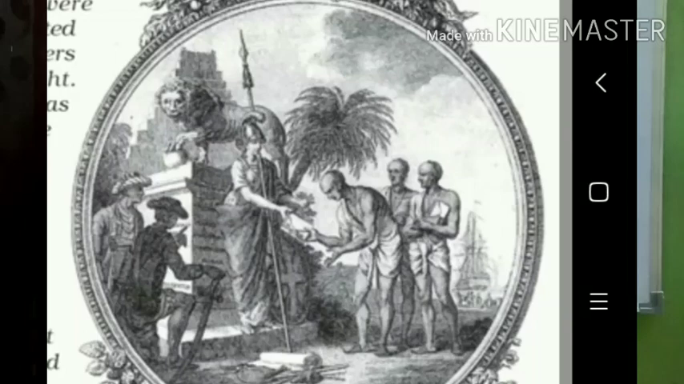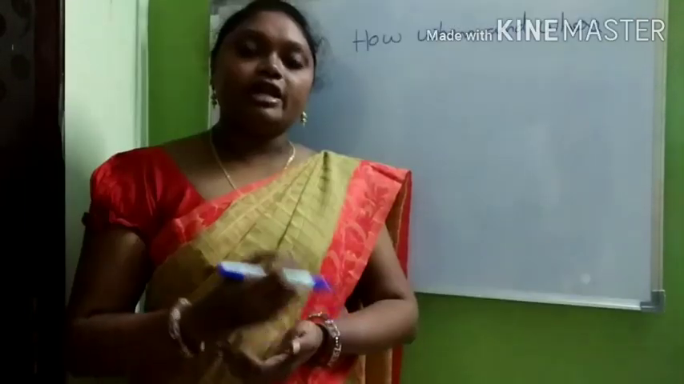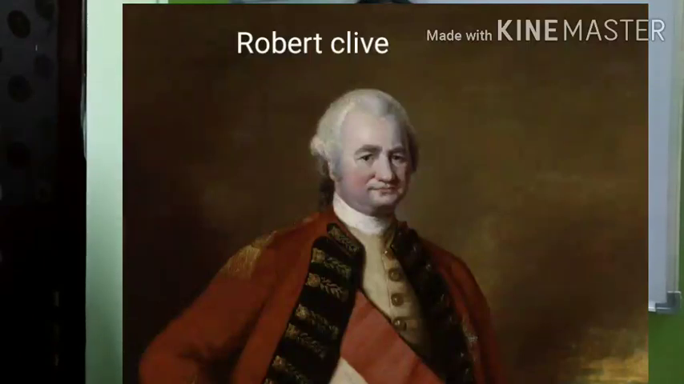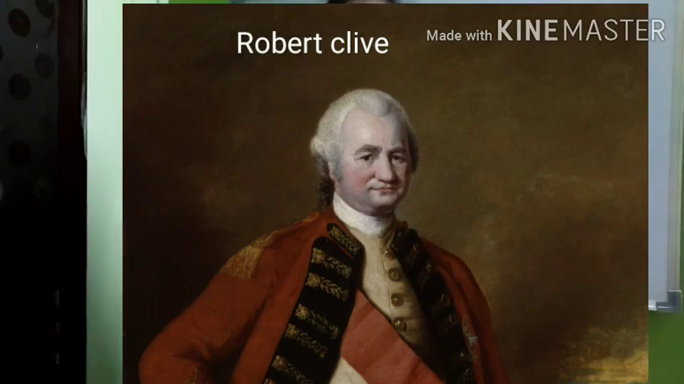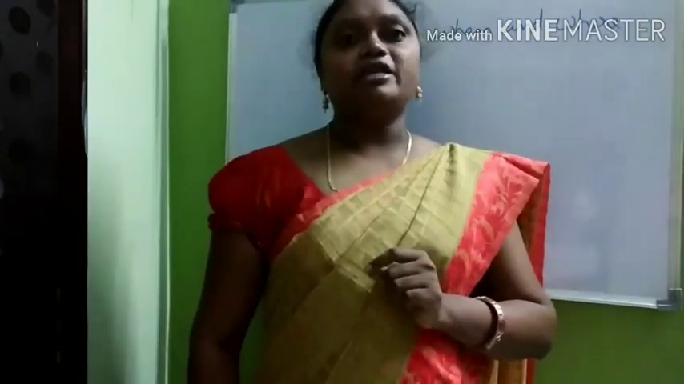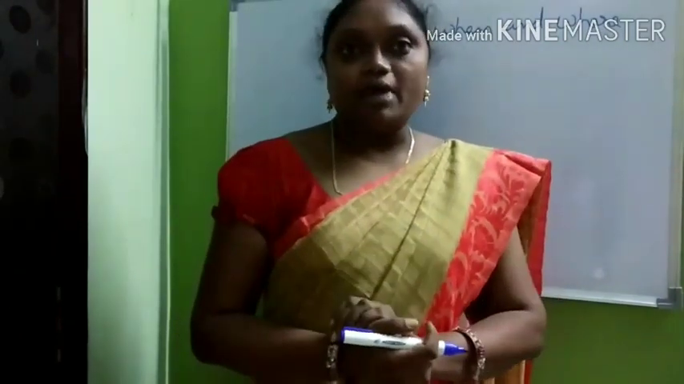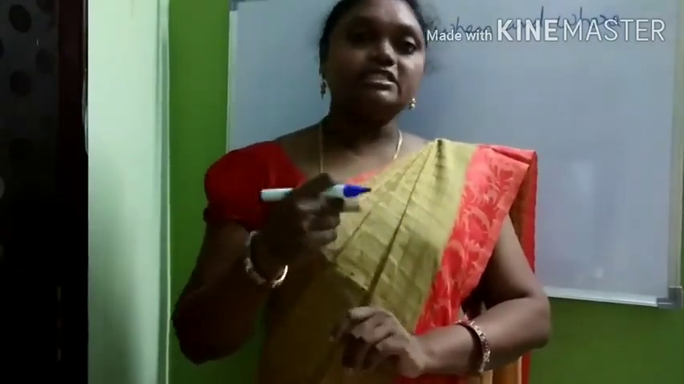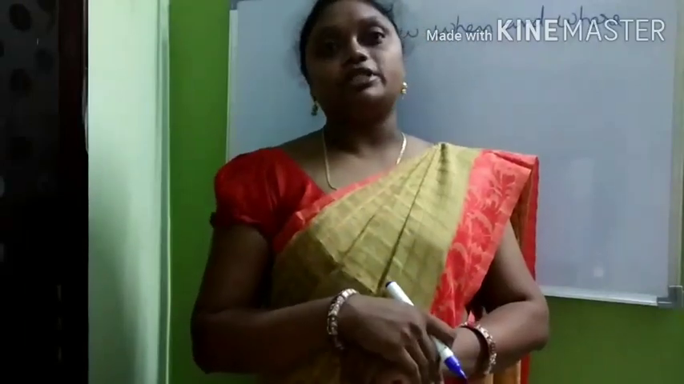And in your textbook, one picture is given. Robert Clive asked Rennell to produce the map of Hindustan, and map preparation was an essential process of domination. So in the textbook they have given this picture of Robert Clive. Who is this Robert Clive? Robert Clive is one of the commanders of the East India Company. So that's why he wanted to prepare the map. In the previous class I explained about Robert Clive.